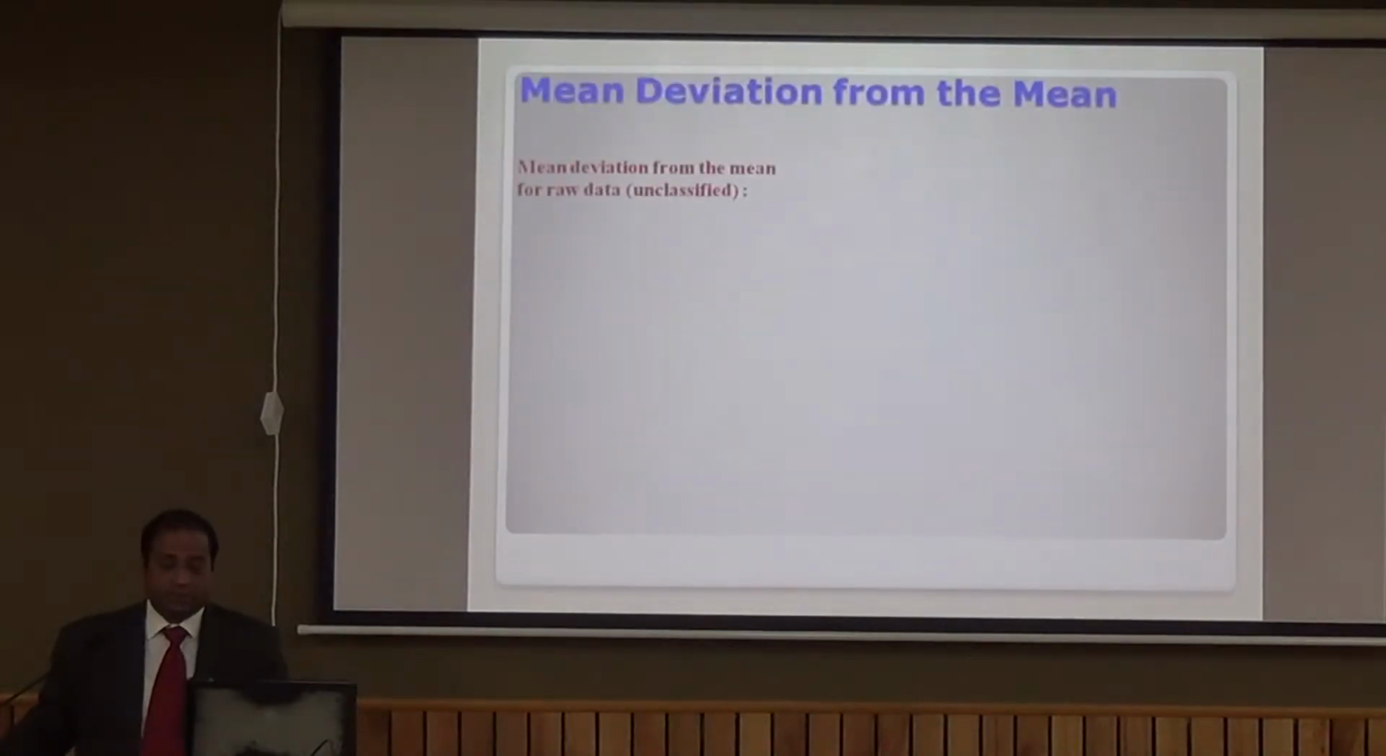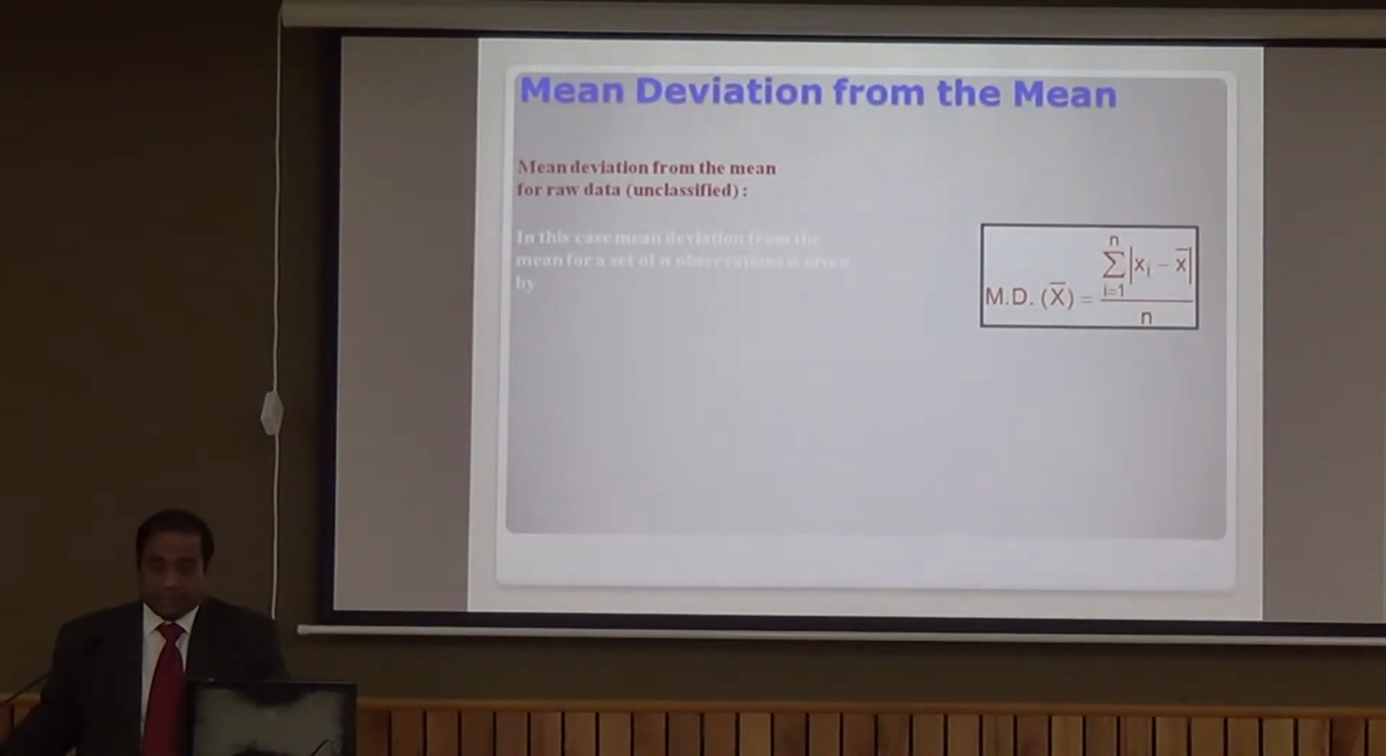Mean deviation from the mean can be found for raw data, that is unclassified data. In this case, the mean deviation from the mean of a set of observations is given by the formula summation of modulus of xi minus x bar upon the number of observations, that is the absolute deviation divided by the number of observations.